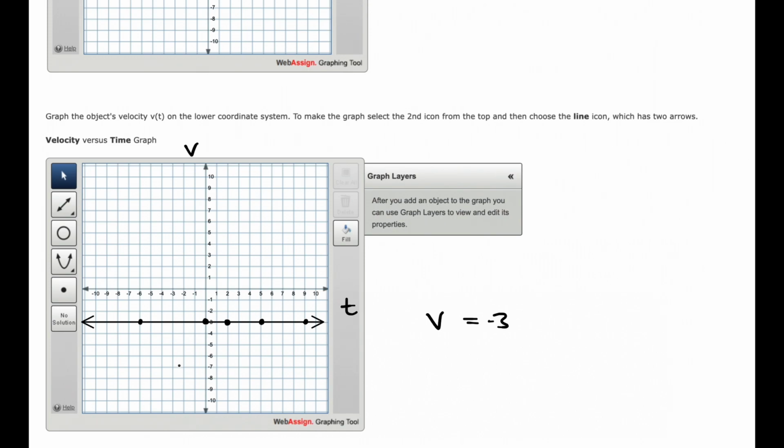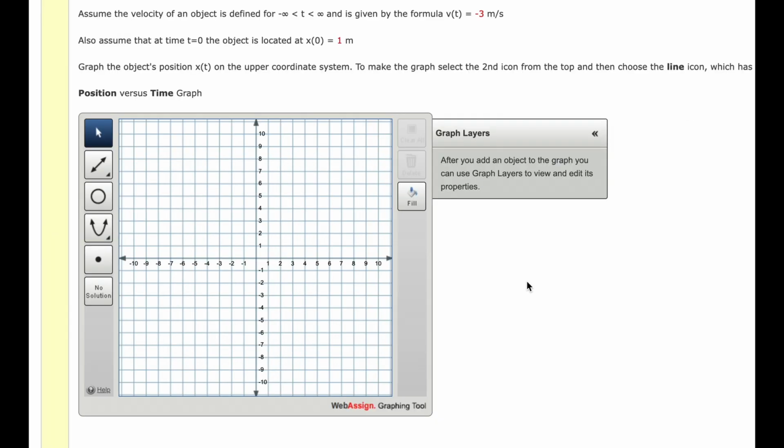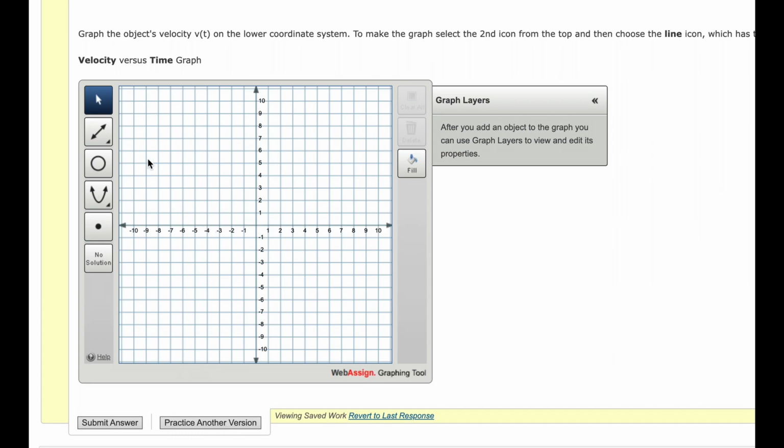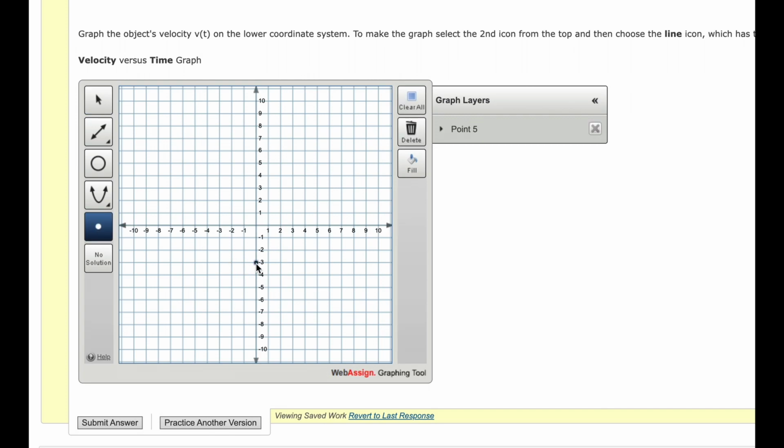So when we go to Webassign, find the velocity versus time graph, and we have to plot that horizontal line. One of the most common mistakes that occurs is sometimes people will select the point tool, several different tools you can pick from. We actually want the line, but sometimes people will put various points into their answer.